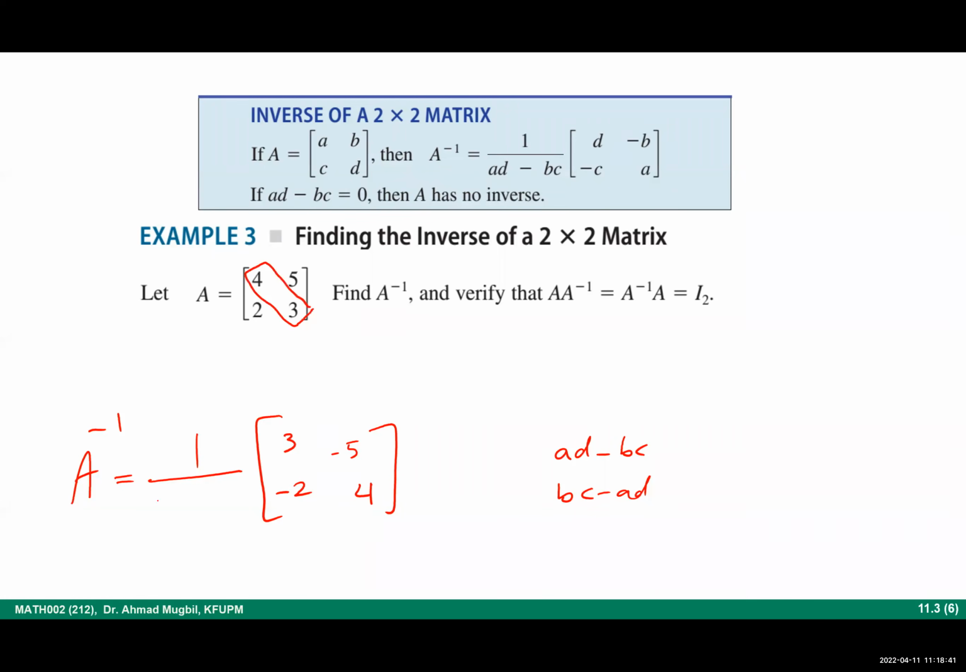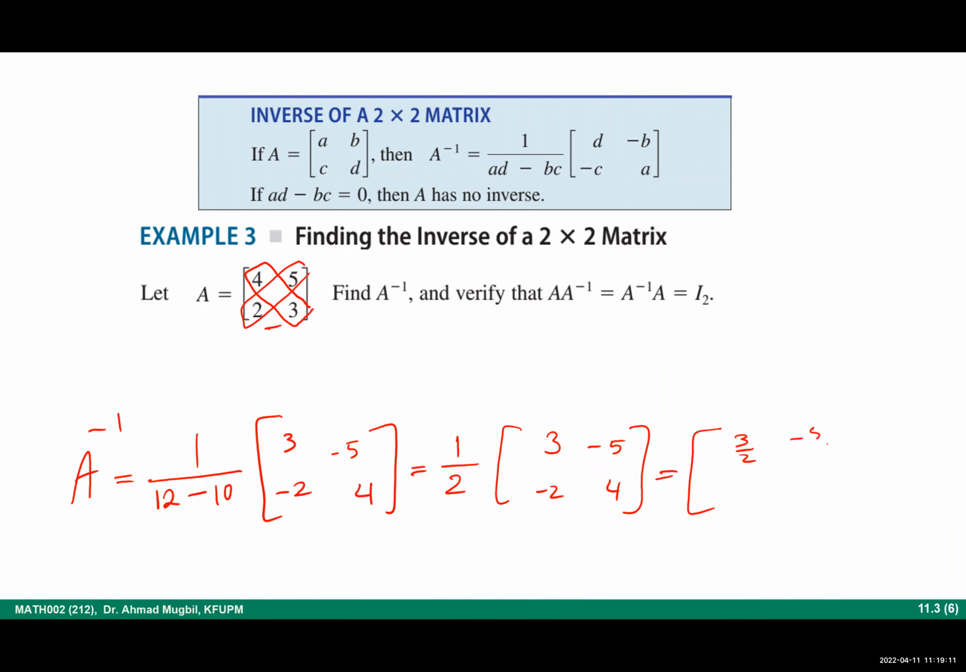So it is 3 by 4, which is 12, minus the other diagonal, 2 by 5, 10. And of course, this will give us the matrix 1 over 2, and here we have 3, -5, -2, and 4. You know that if you have a scalar, a number multiplied by a matrix, you will multiply each entry by this number. So it will be 3 over 2, -5 over 2, -1, and 2.